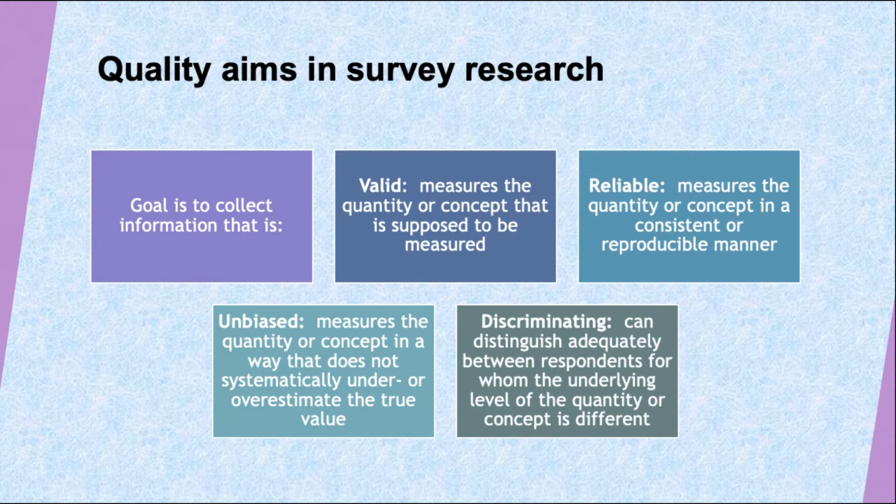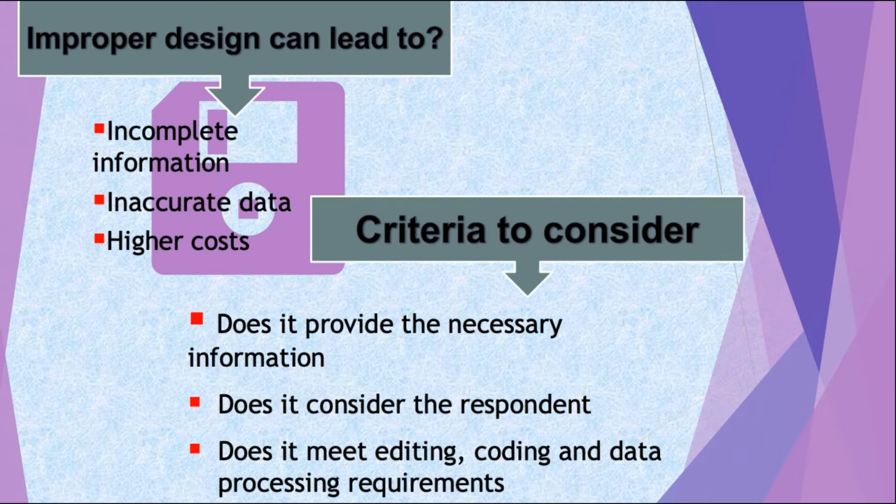is very weak here. And also, it must be unbiased, measuring the quantity of a concept in a way that does not systematically under or overestimate the true value. So when you ask a question, you must ask exactly what is supposed to be asked and measured. Neither underestimation nor overestimation. And discriminating also means it can distinguish adequately between respondents for whom the underlying level of the quantity or concept is different.